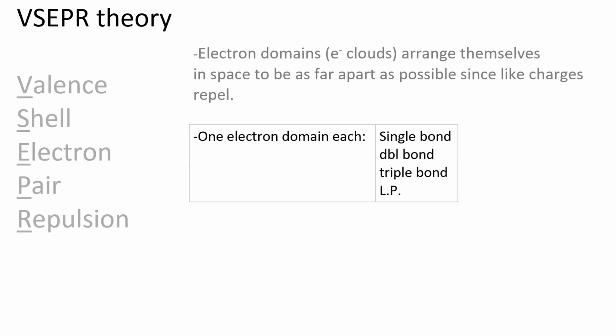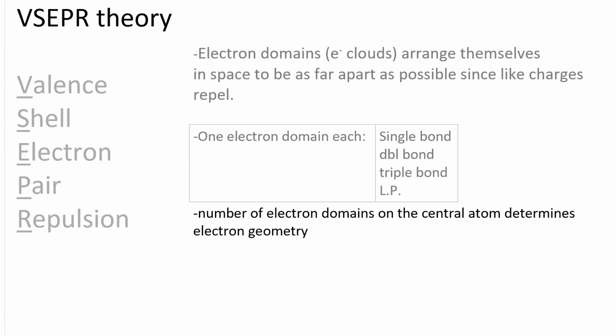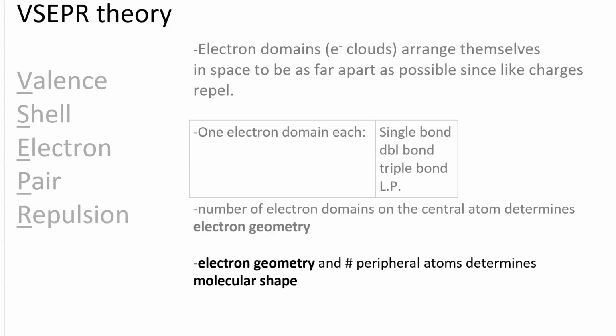So each of these counts as one electron domain, and you need to be able to count these, because it's the number of electron domains that's really important. In fact, it's the number of electron domains on the central atom that determines the electron geometry of the molecule. Now, the electron geometry is an important step because it's the electron geometry and the number of peripheral atoms that determines the molecular shape.